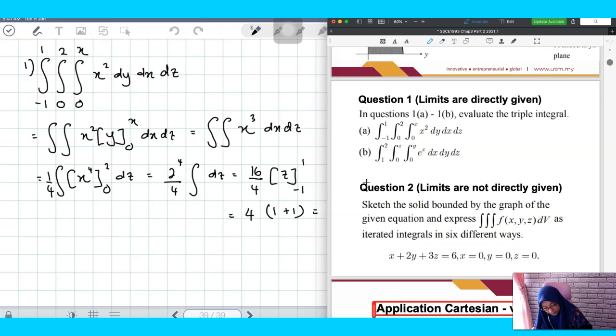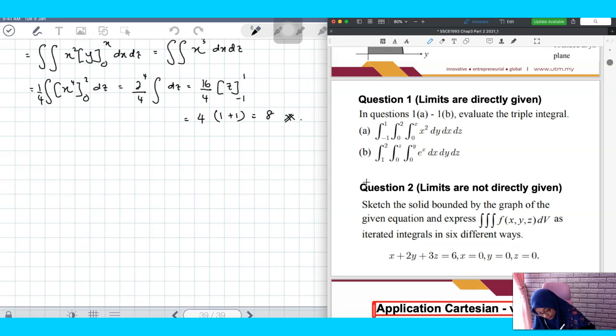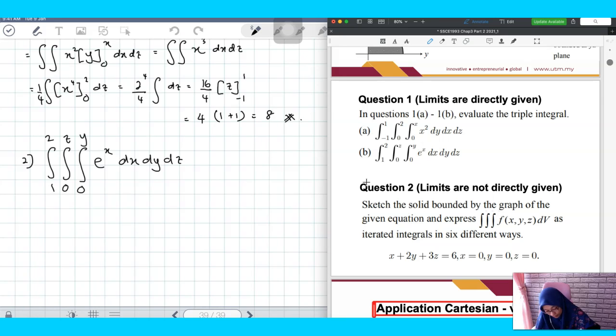Okay. And similarly for the second one, how can we evaluate the triple integral of e to the x, dx dy dz. Z is 1 to 2, y is 0 to z, and x is 0 to y. So firstly we have to integrate with respect to x. So e to the x dx will give you e to the x, with x equal to 0 to x equal to y, dy dz.